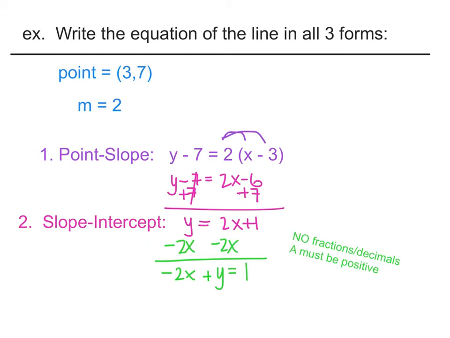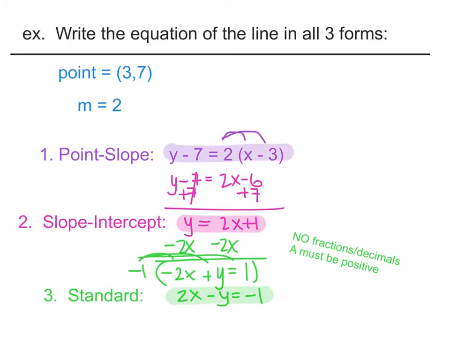So where's A? A is the coefficient in front of x. My x value in front, my coefficient in front, is not positive. So it's a quick fix. I just multiply both sides of the equation by -1. So I'm going to distribute that -1 all the way across, which leaves me with a positive 2x, a negative y, and a -1. And that's my standard form. So point-slope form first, convert it into slope-intercept, convert it into standard. That is my game plan almost every single time I write the equation in all three forms.